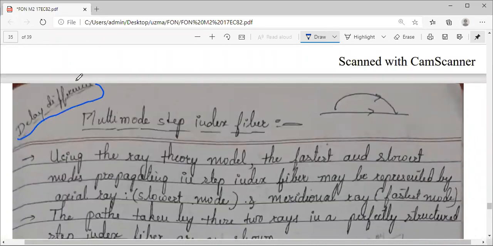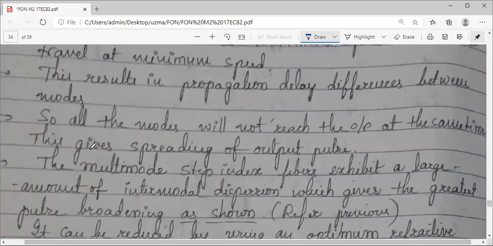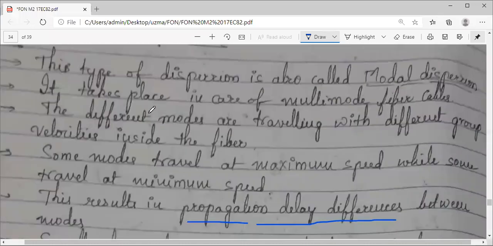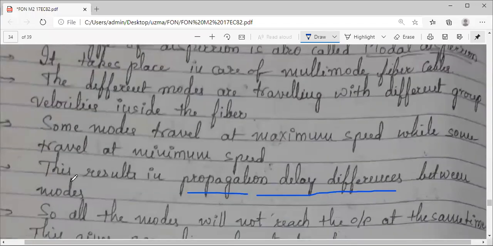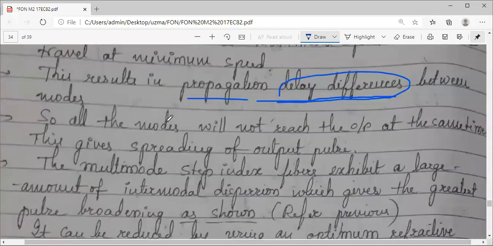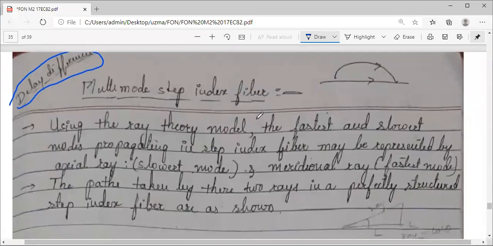You can see on the screen, I have written somewhere here, delay differences. This is the word we had in the previous session also: propagation delay differences. When we were talking about intermodal dispersion, we used this term. So you should know what we mean by delay differences. To make you understand, let me take one simple example.